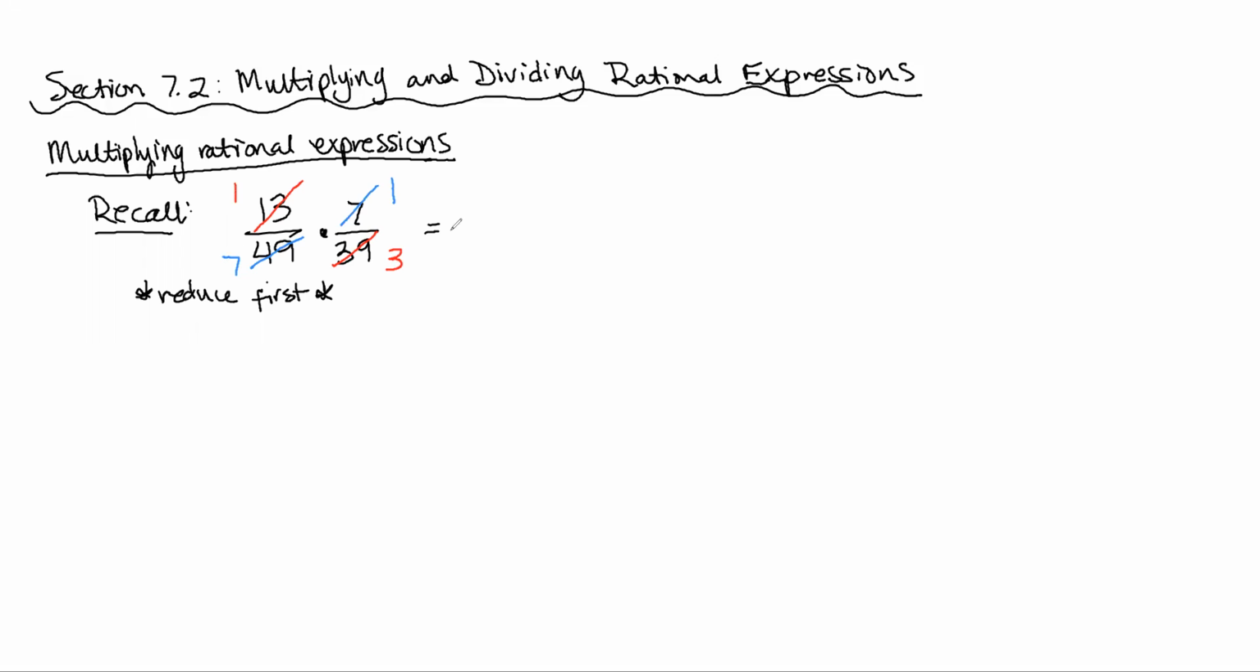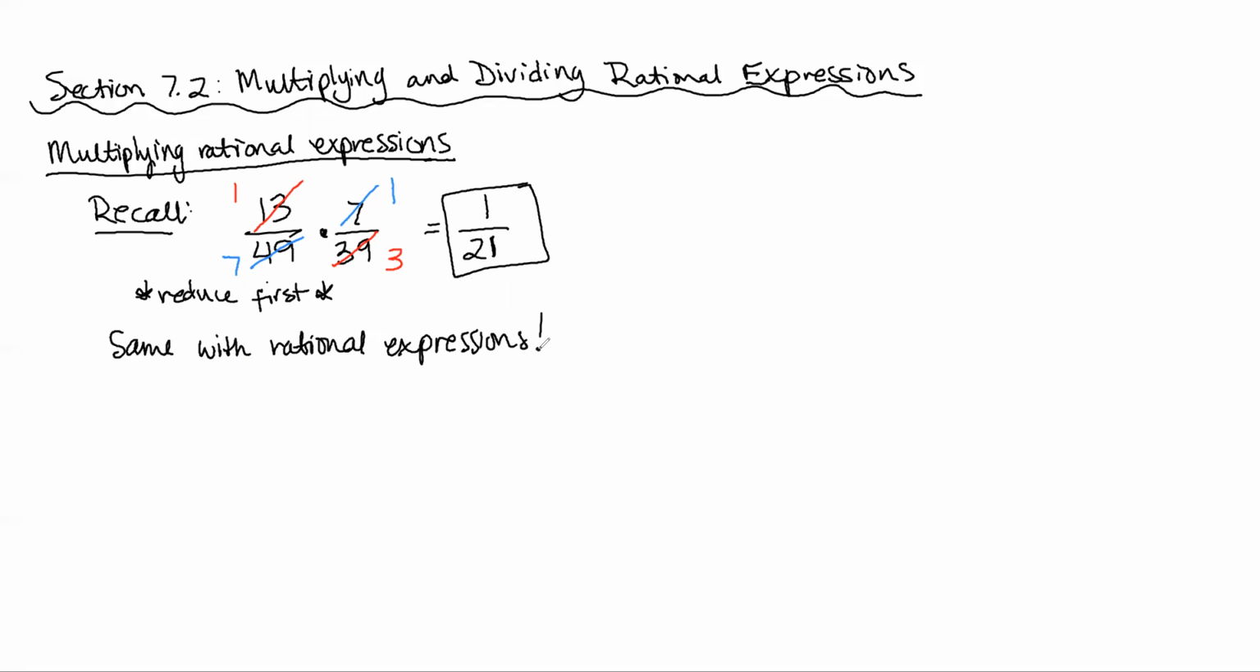And now if we multiply across, on the top we have 1 times 1 is 1. And on the bottom, 7 times 3 is 21. So instead of having to deal with the 49 times 39, we were able to reduce and get really nice numbers at the end. This is what we're going to do with rational expressions. So let's go ahead and look at some examples with multiplying rational expressions.